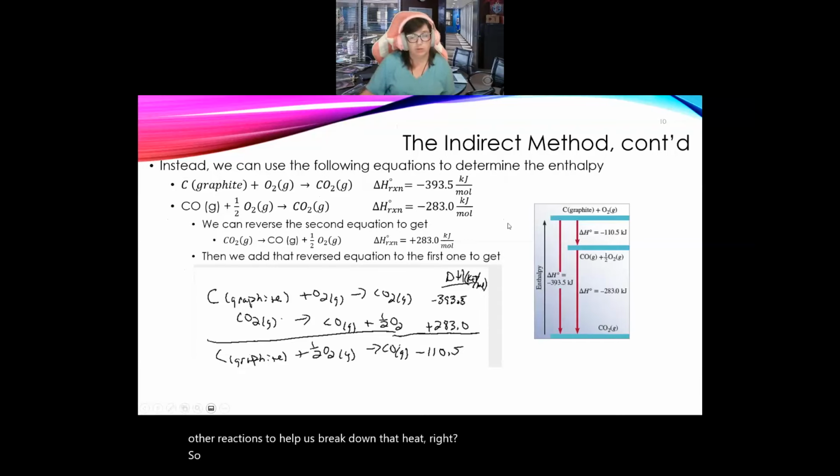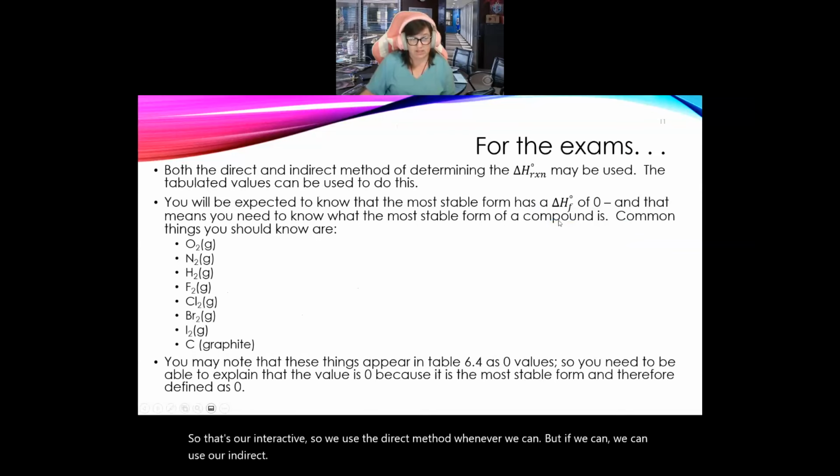We use the direct method whenever we can, but if we can't, we can use our indirect method. For the exams, both the direct and indirect methods for determining delta H naught reaction may be used. Tabulated values can be used to do this. You will be expected to know that the most stable form has a delta H naught F of 0.